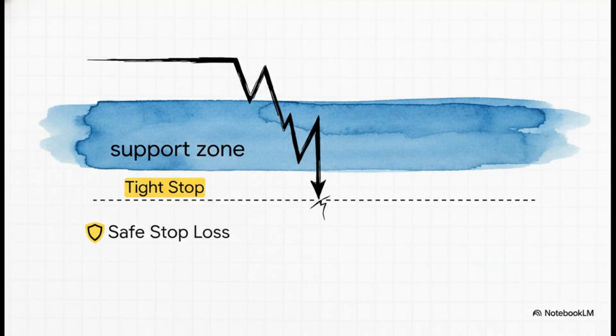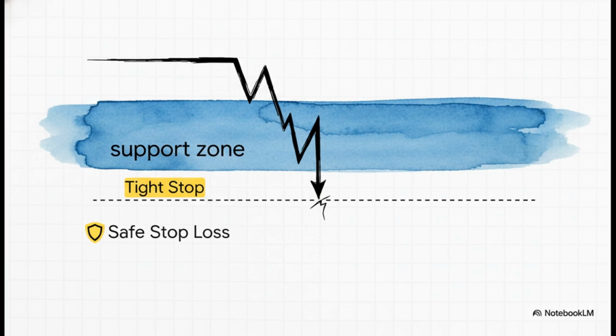Let's start with the stop loss. Amateurs love to set a super tight stop right on the line. And what happens? Price naturally pokes slightly past the zone to retest it, kicks them out of a winning trade, and then goes in their direction. You must place your stop loss just outside the entire zone to give it some breathing room.